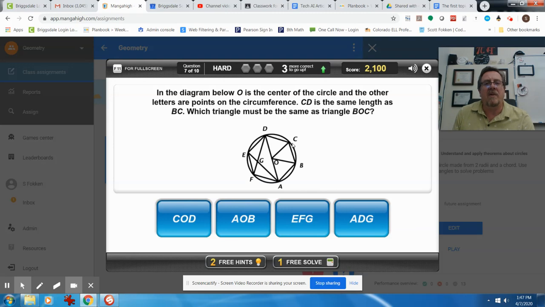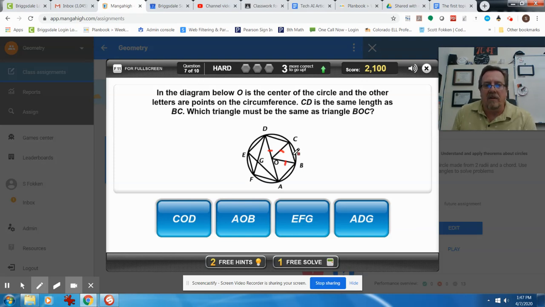Which triangle must be then the same as triangle BOC? So BOC, if that length's the same. Once again, these triangles are being made with radii. Let me grab a little pencil here. See this length right here, DO? That's a radius. So that length is the same length as this length because it's also a radius, which is the same length as this length because it's also a radius.